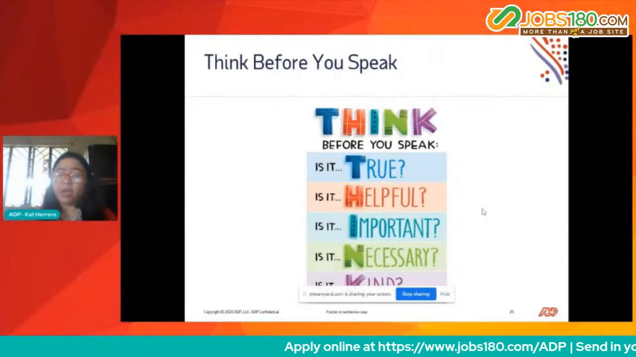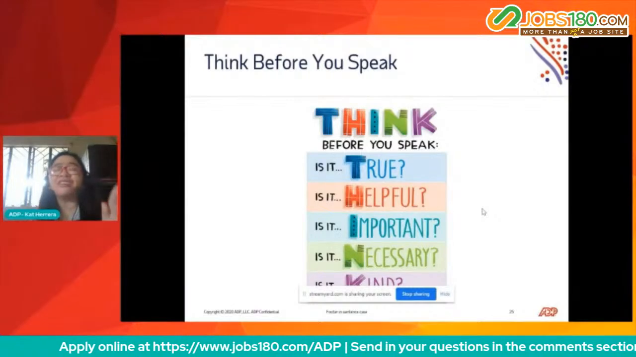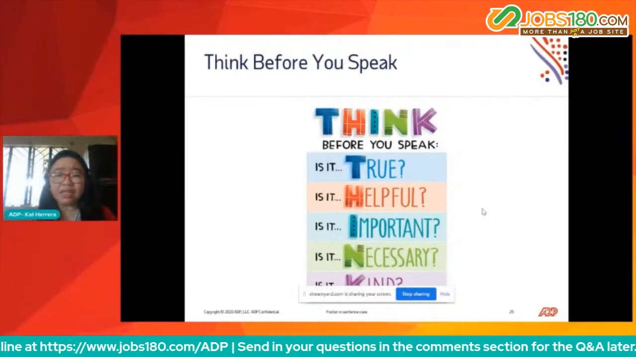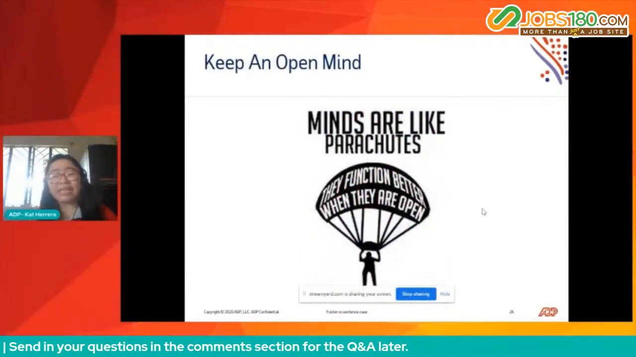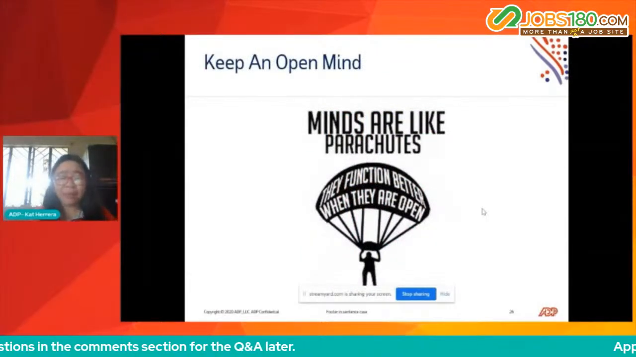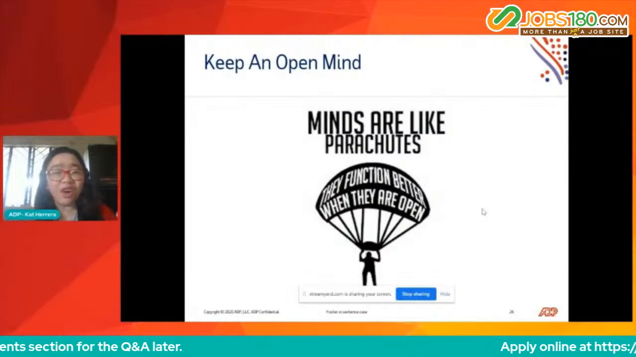I hope that you remember this because this is, again, as I said, especially to me, very, very important. I always believe that you should respect everybody that you meet, regardless of their designation, regardless of what they do in life. Keep an open mind. Yes, absolutely. Minds are like parachutes. They function better when they are open.